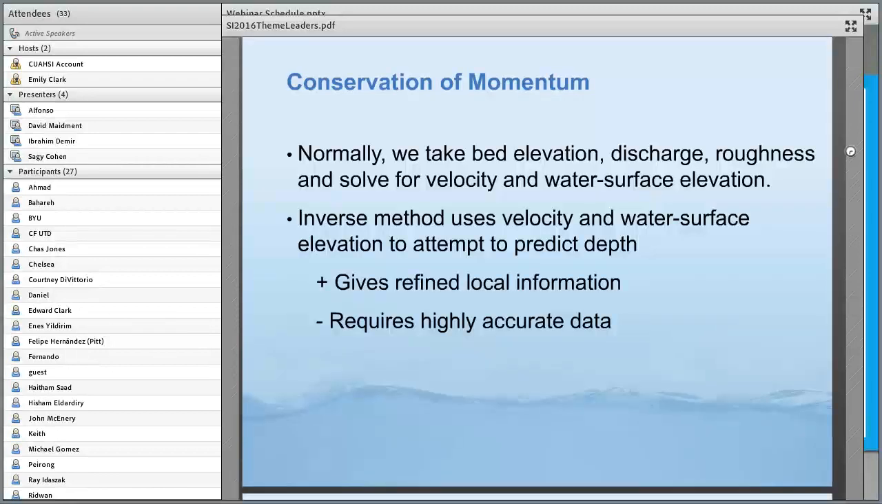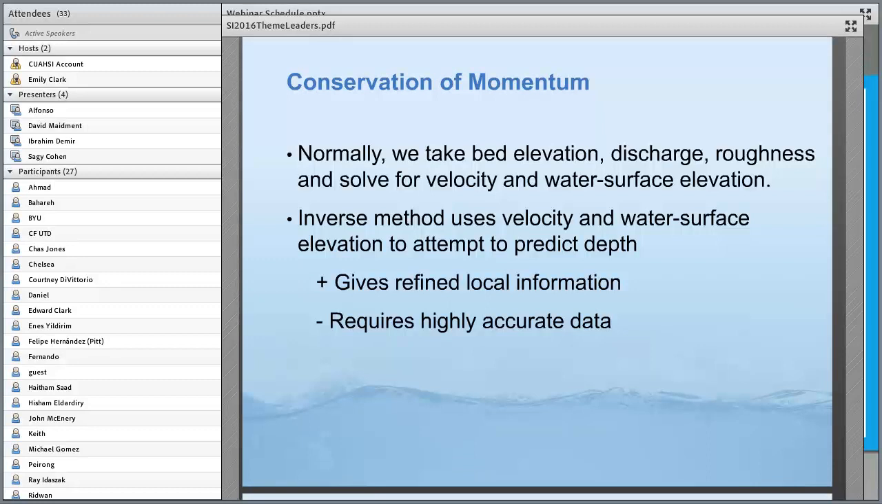And in doing that, they are saying, if we think about the conservation of momentum, we normally take bed elevation, discharge, and roughness, and we solve for the velocity and water surface elevation. And notice that the measurements that Sarah was talking about, of velocity and water surface elevation, are what we would like to introduce into the Tuscaloosa demonstration area. But the inverse method uses velocity and water surface elevation in an attempt to predict depth, and it requires highly accurate and local information. So these are new innovative ways of thinking about the motion of river hydraulics.